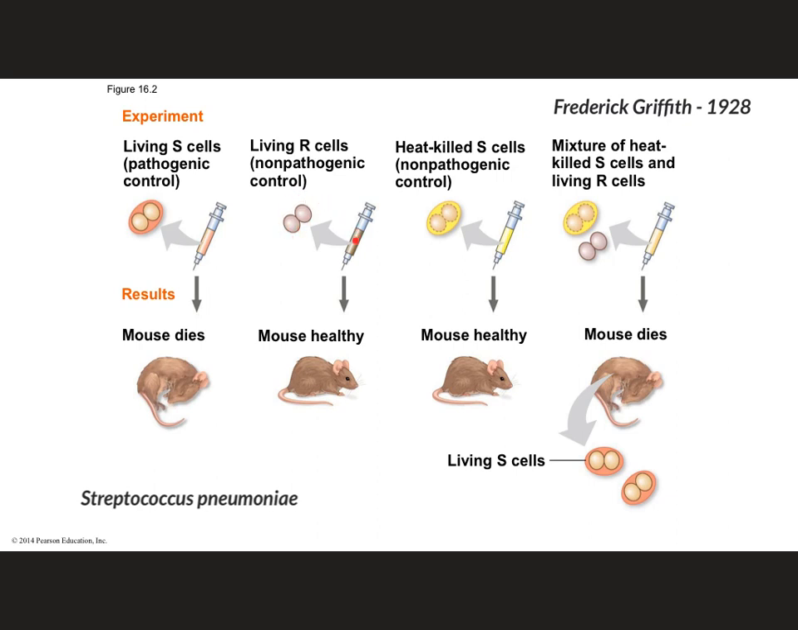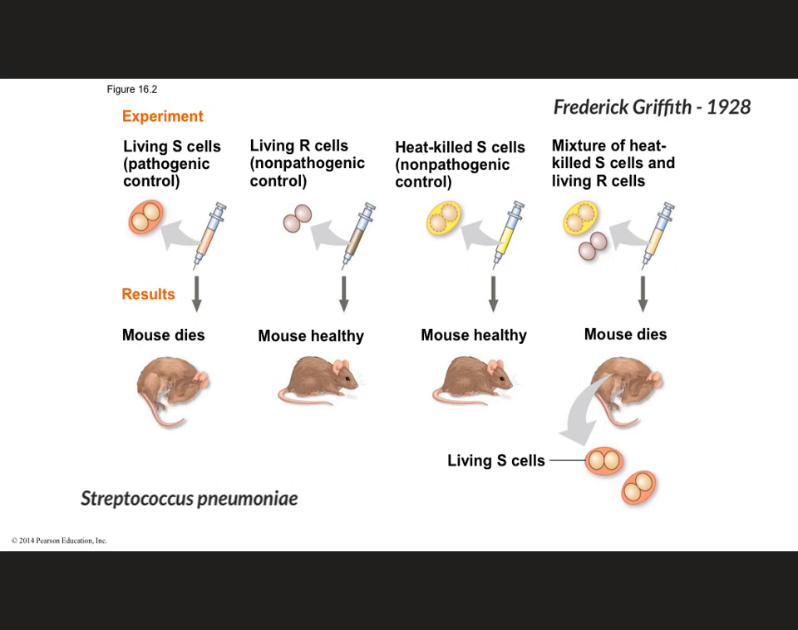So when these were injected into the mouse, it stayed healthy because the immune system was able to recognize these bacteria without the coat and clear them from the mouse's system before it was able to grow and cause any type of disease. So the R cells were non-pathogenic, and this was the control. When he injected those into the mice, those specific mice stayed healthy.